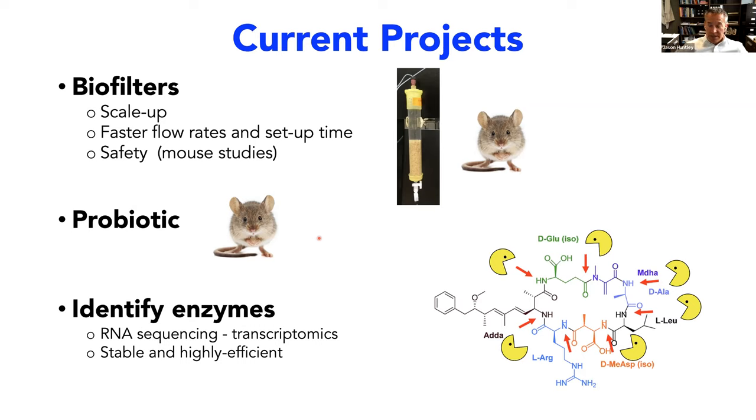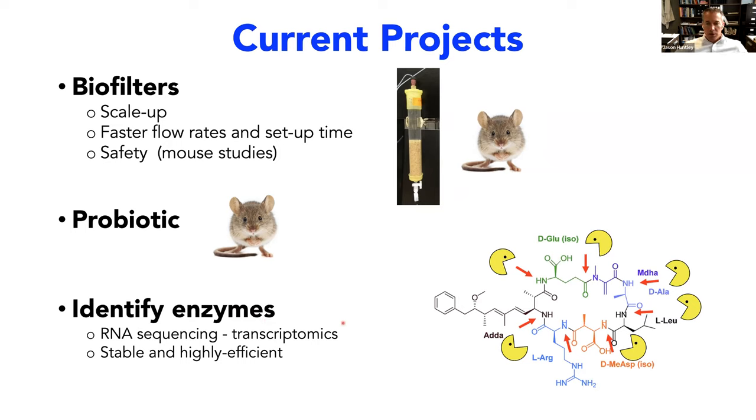In fact, we detect the toxin in the urine, indicating that our bacteria helps shuttle the toxin out of the intestine right to the kidneys, and the mice peed it out. So we have really good data right now that our bacteria could be used as a probiotic to prevent and block toxin absorption. And then the final thing we're doing is trying to identify the enzymes.